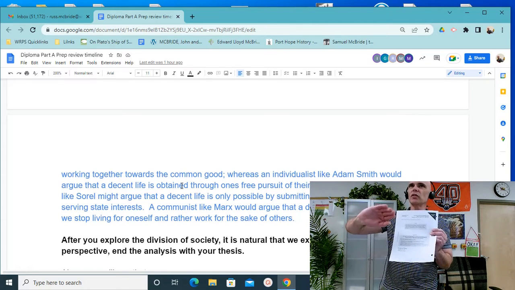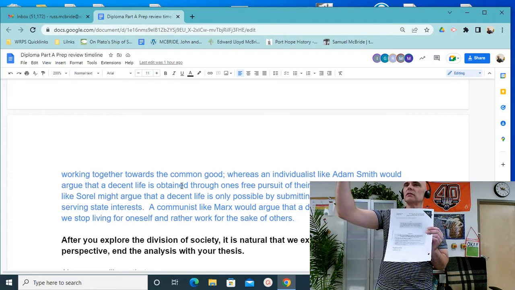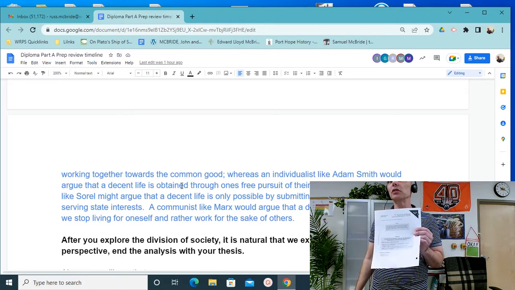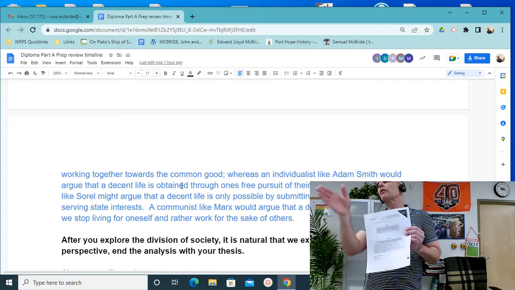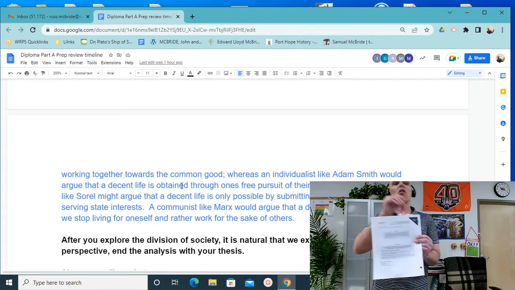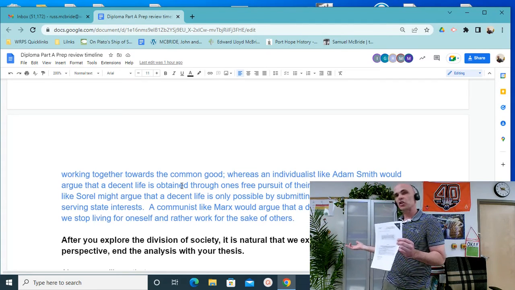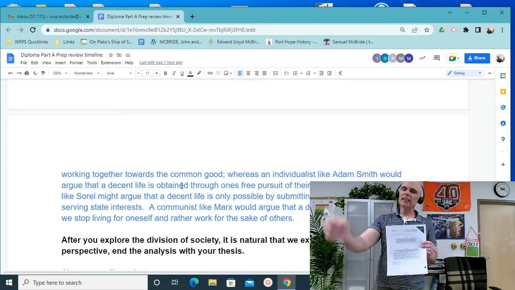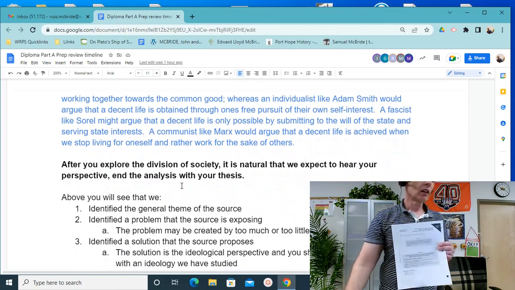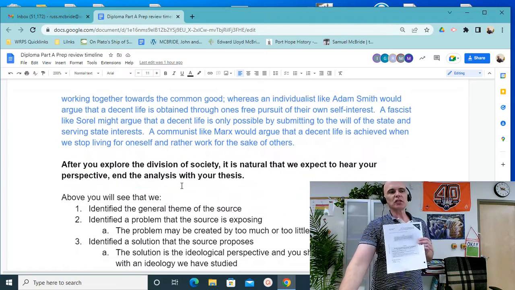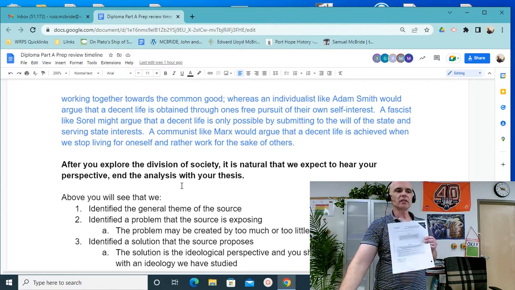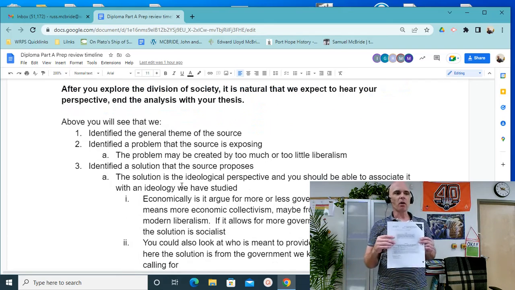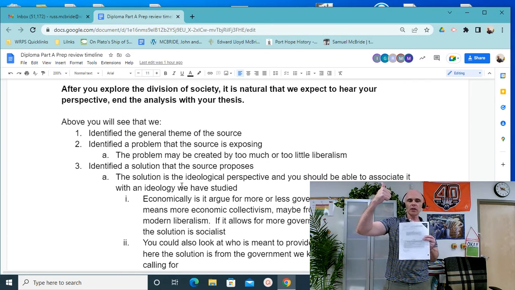I show a division of society surrounding the goal. That's something you should be able to do tomorrow. Whatever the goal is, people are going to see different paths to get there. They might all agree that that's a goal that we should get to, but they disagree on how to get there. So after you explore the division of society, it's natural that we expect to hear from you, and that's your thesis.